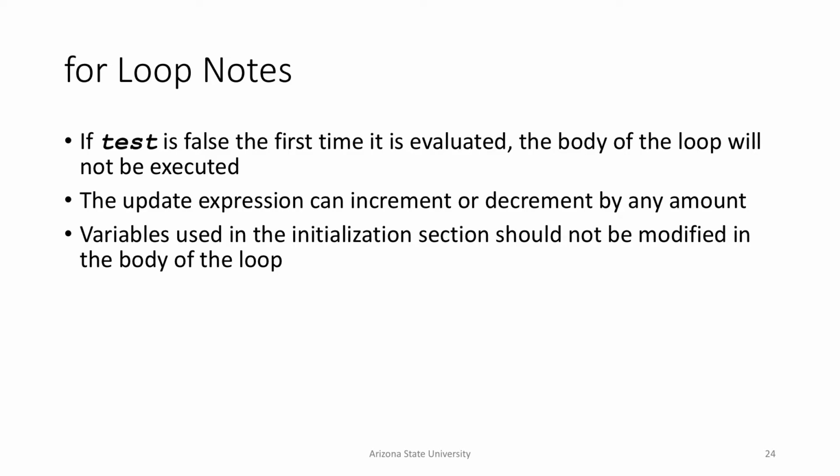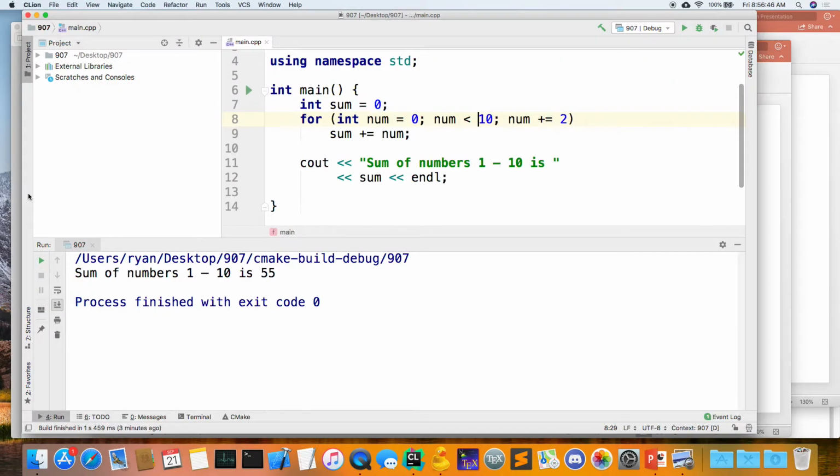Could I leave the update step out? Like just remove it entirely? Well, let's see. Could I just leave this out? Yeah, what's going to happen now? It's going to run forever because we don't update the num variable anymore. Okay? What if, could I leave all 3 of the fields out?